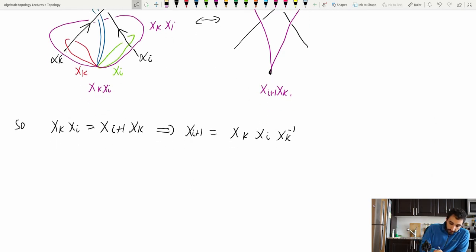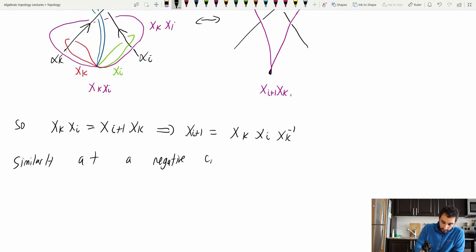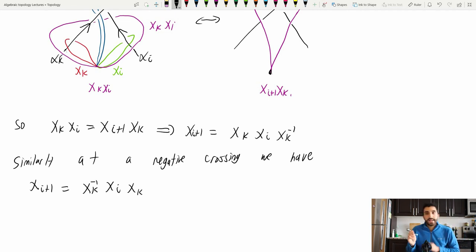Great. And similarly, at a negative crossing, we have that XI plus 1 looks very similar, except it's conjugated sort of in the other direction. The XK inverse shows up first, is the only difference. And it turns out that these are all the relations.